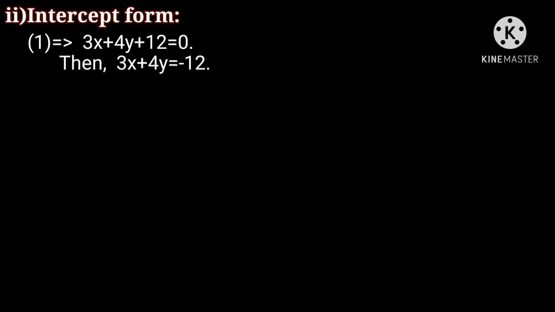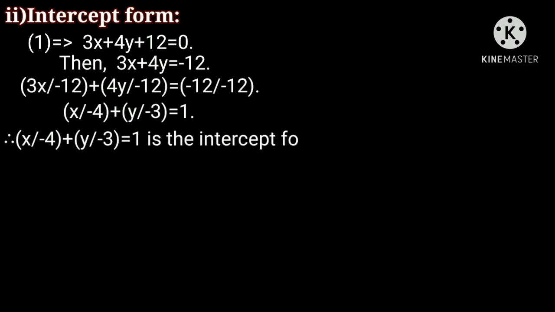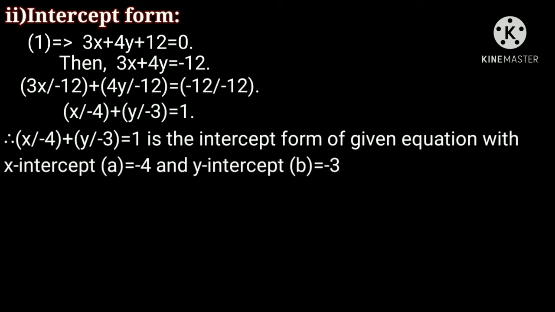Then we have 3x by minus 12 plus 4y by minus 12 equal to minus 12 by minus 12. From this, after simplification, x by minus 4 plus y by minus 3 equal to 1. Therefore, x by minus 4 plus y by minus 3 equal to 1 is the intercept form of given equation with x-intercept a equal to minus 4 and y-intercept b equal to minus 3.